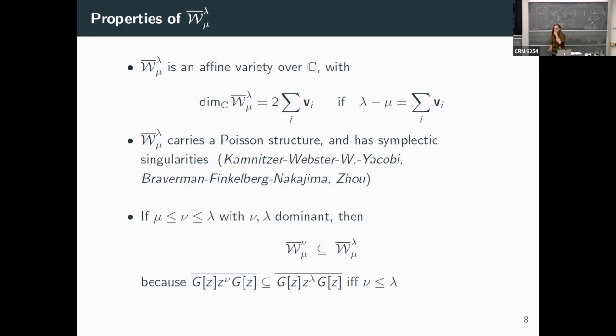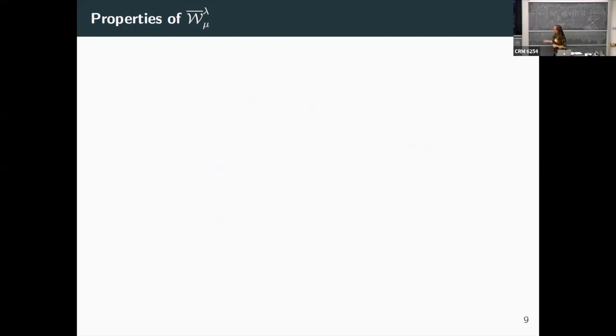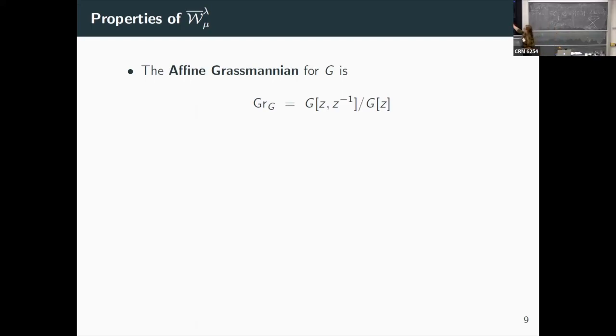Any other questions so far? Okay, so let me return then to your previous question. What does this have to do with the Affine Grassmannian? The Affine Grassmannian of G can be written as follows. You take Laurent polynomials, mod polynomials. Often it's not written this way. It's written as Laurent series, mod power series, but they give the same thing.